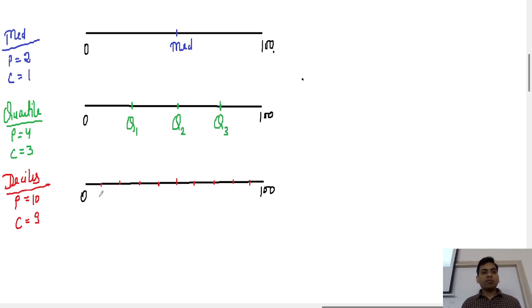Clear? Decile is denoted by D. The first cut is considered as D1, and this is D9, the ninth cut. And the middle cut is considered as D5. And you can write D2, D3, D4 and others also. Done? Okay. Now next.